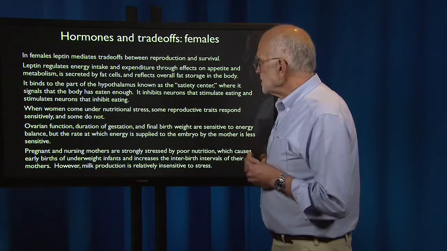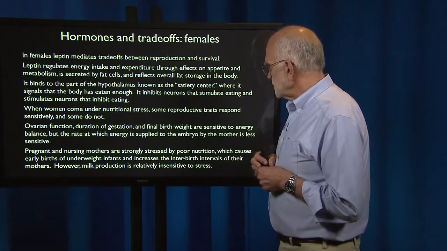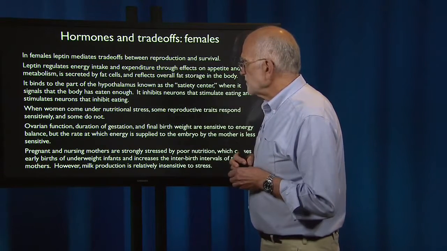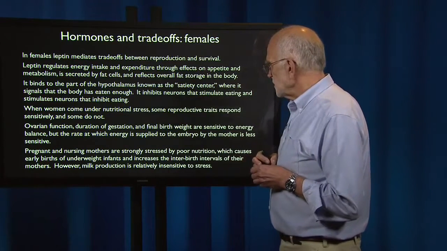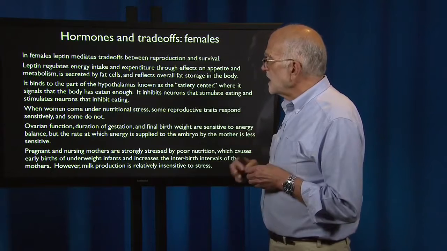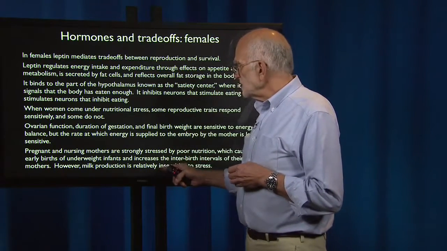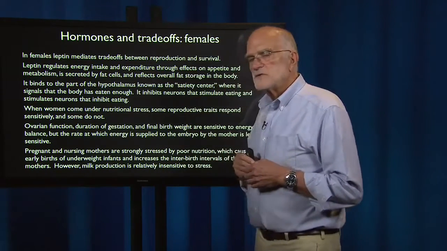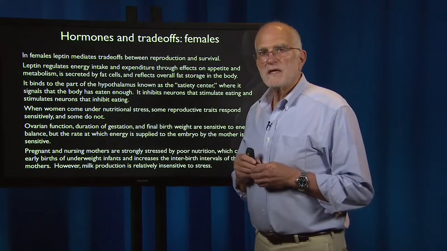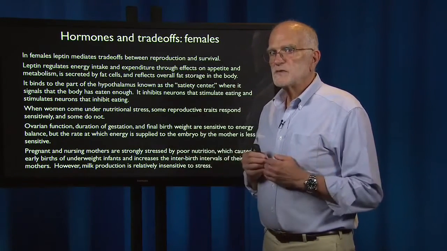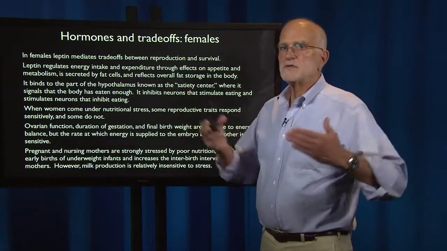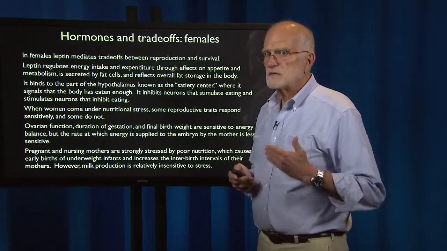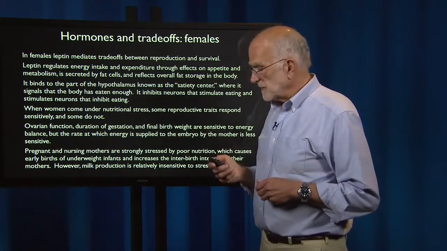Pregnant and nursing mothers are strongly stressed by poor nutrition, which causes the early birth of underweight infants and increases interbirth intervals of their mothers. However, milk production is relatively insensitive to stress, and this is why even in starving populations you will see mothers whose bodies are shrinking continuing to lactate and continuing to suckle their infants.